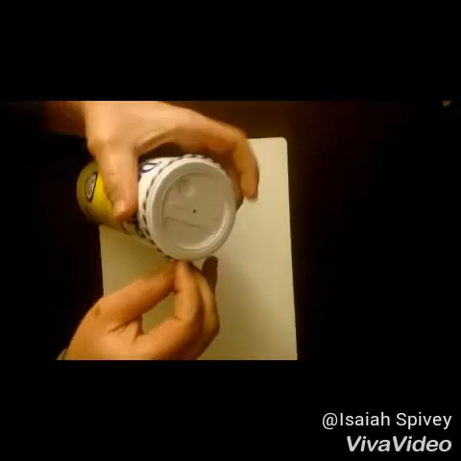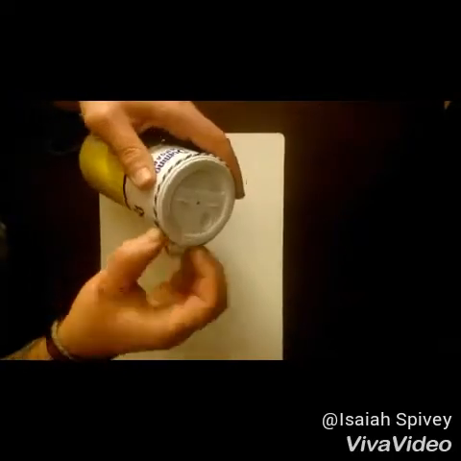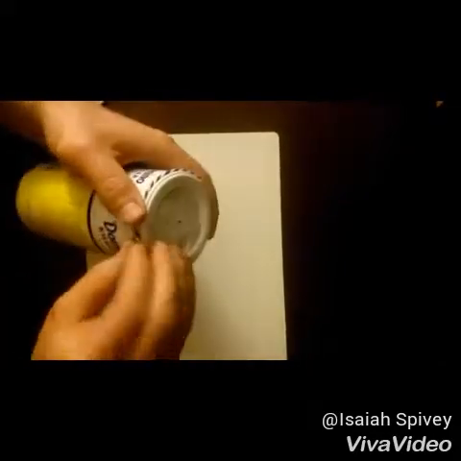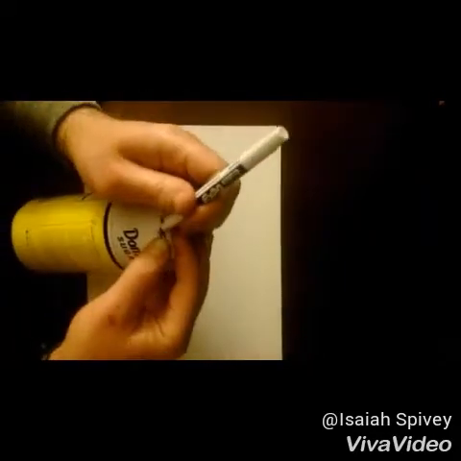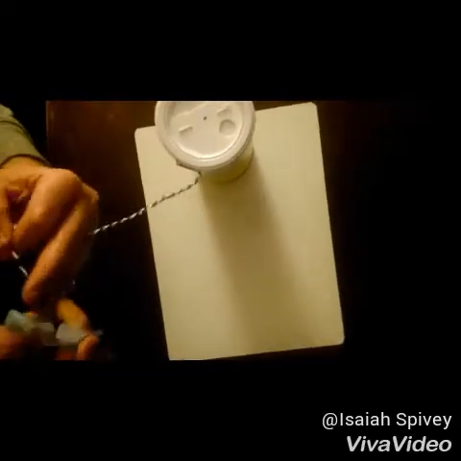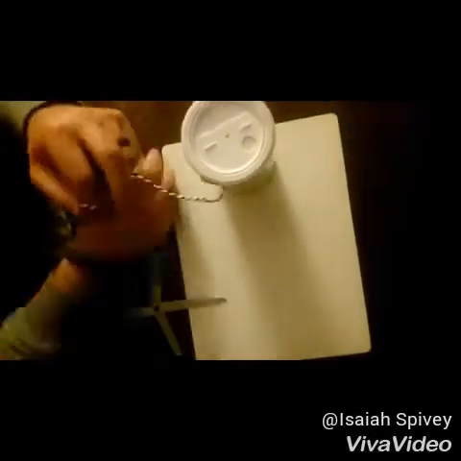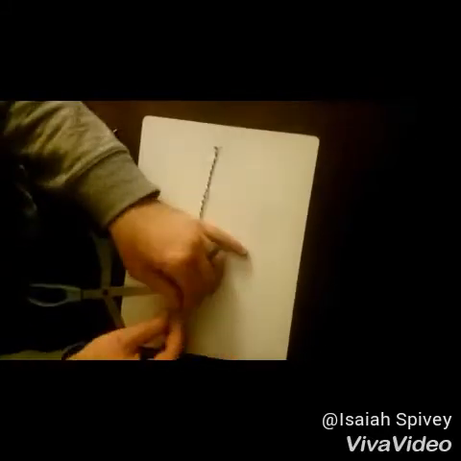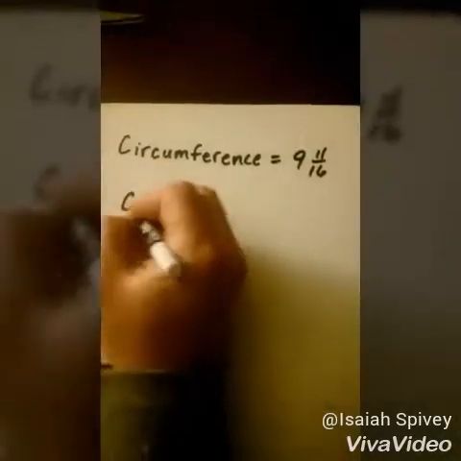Apply it to your object and wrap it securely all the way around. Try to stay at the exact same level so that it is as accurate as possible. Once you've reached the beginning, make a mark and cut it off. Next, go ahead and apply a piece of tape to the other end, stretch it out, and measure.